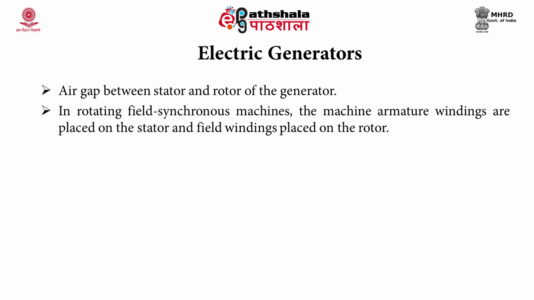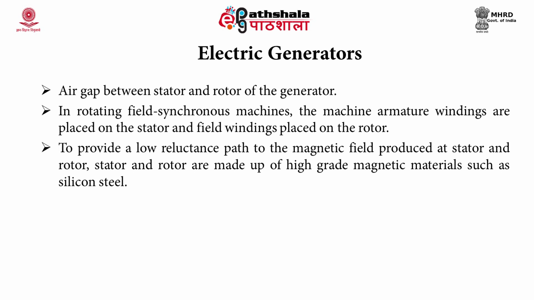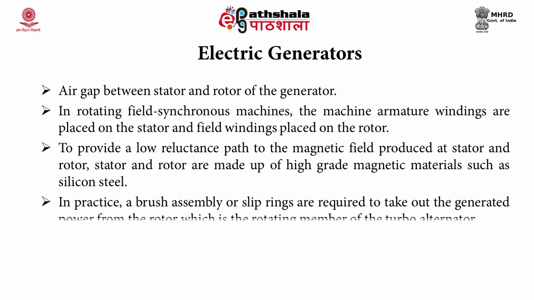In rotating field synchronous machines, the armature windings are placed on the stator and the field windings are placed on the rotor to provide a low reluctance path to the magnetic field produced at stator and rotor. Stator and rotor are made up of high-grade magnetic material such as silicon steel. In practice, a brush assembly or slip rings are required to take out the generated power from the rotor, which is the rotating member of the turbo alternator.